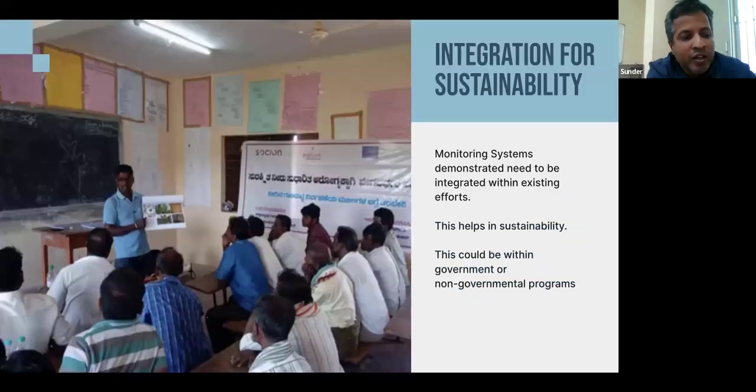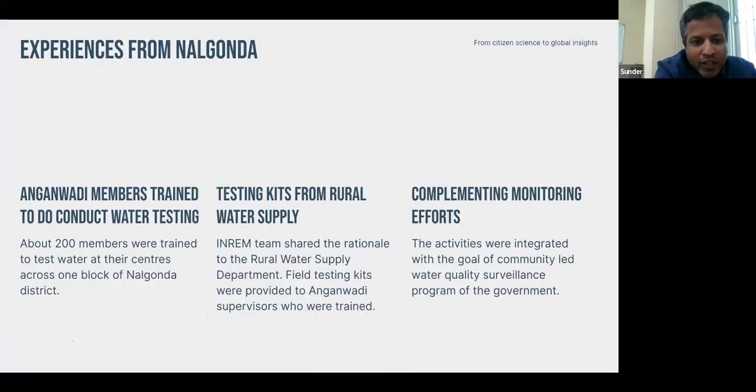Next slide. The fourth point that I want to talk about is integration, in terms of such community-based water quality monitoring not being standalone, but integrated within existing monitoring systems. It could be government programs, non-government programs, and it's important for us to look at opportunities where such integration is possible. Next slide. Nalgonda is a place in Telangana where fluoride has been a problem for the last probably 80-90 years.